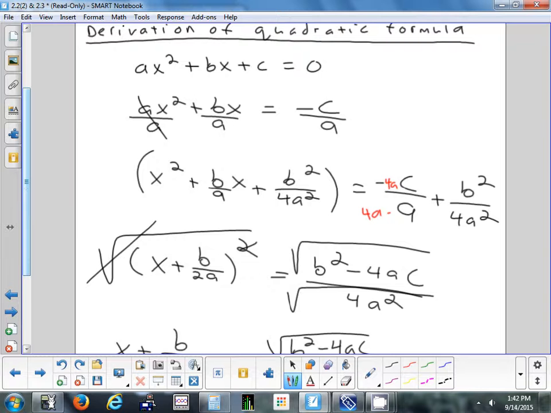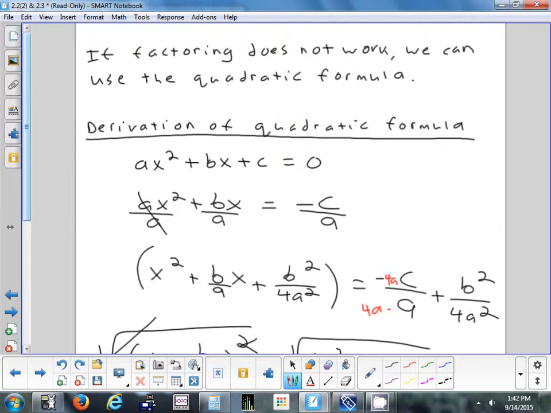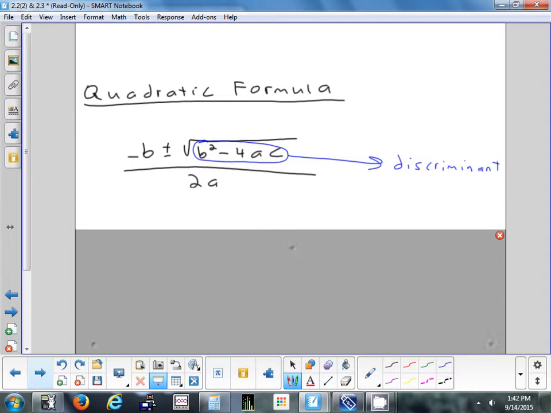Does everyone understand kind of the basic idea, though? You're just completing the square, except it's all variables. That's what makes it a little hard. Okay, don't worry about having to show me that. You're just going to have to use this on a test. Negative b plus or minus square root of b squared minus 4ac over 2a. This part under the square root is the discriminant. We've talked about that a little bit.